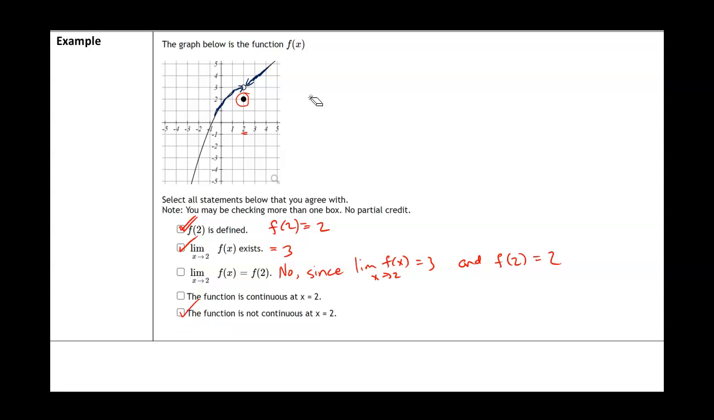And we can even see that, right? There's no way to sketch this curve without lifting our pencil or pen or digital utensil. So it is not continuous.